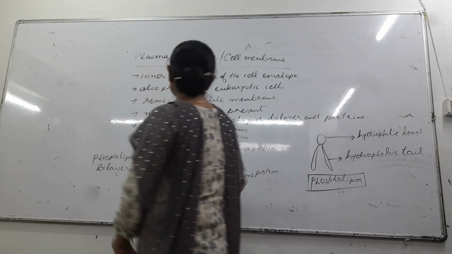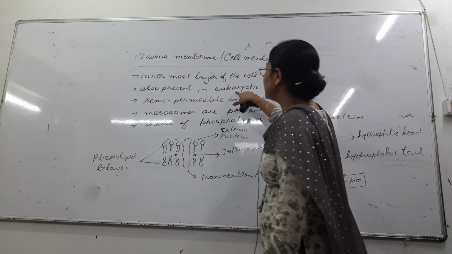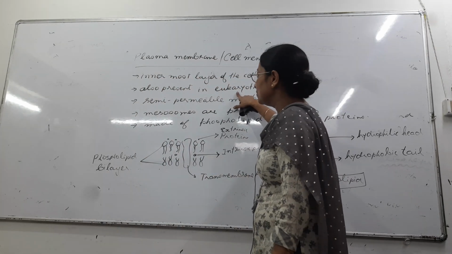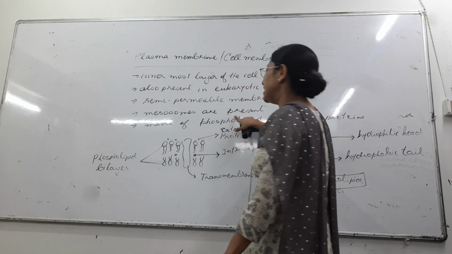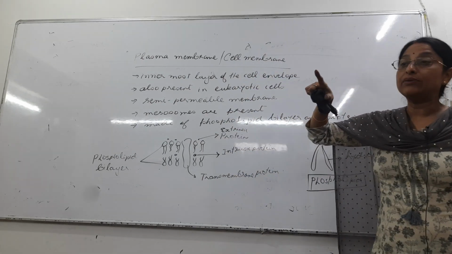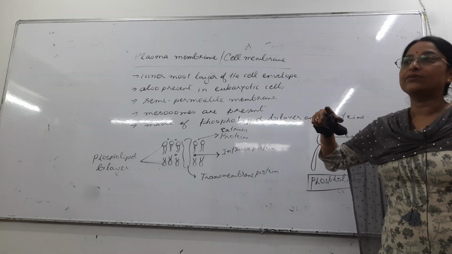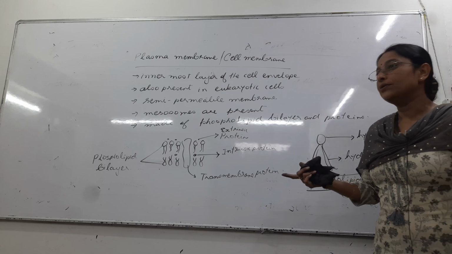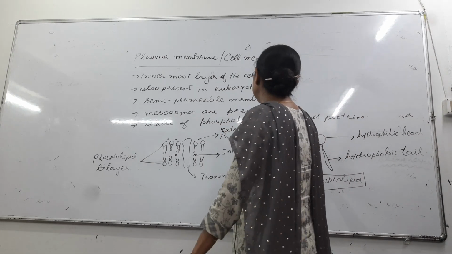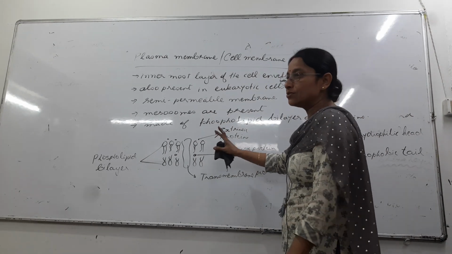Okay, so the innermost layer of the cell is understood, and it is also present in a eukaryotic cell, right? Mesosomes are present, I think that is understood. If you look at the diagram we have drawn, the mesosome originates from the cell membrane, right? It is made up of phospholipid bilayer and protein, the diagram is understood, right?